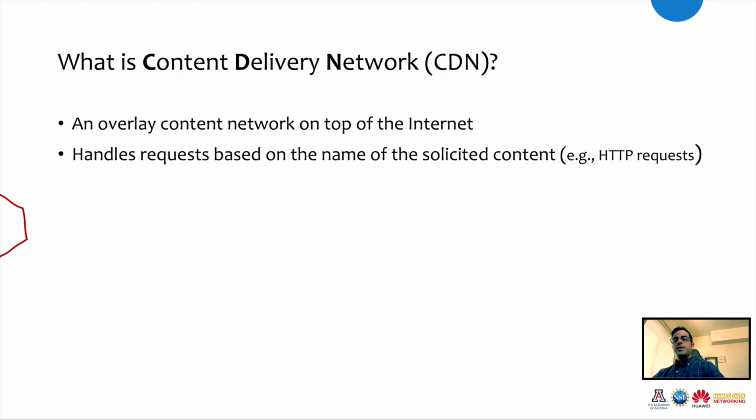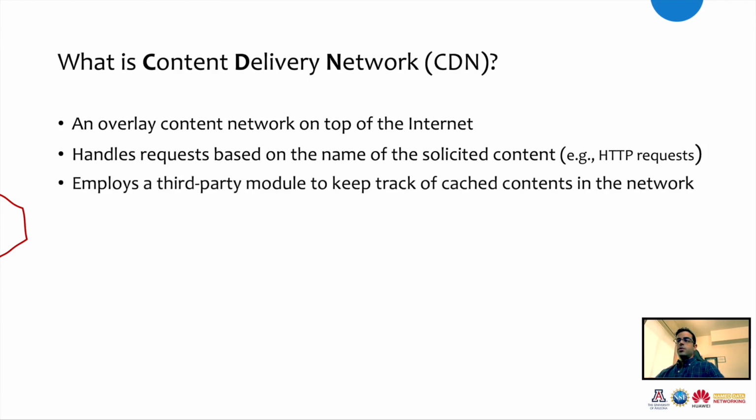To let CDN servers find the cached contents in the network, a common solution that CDNs use is employing a third-party system module that keeps track of the in-network caches. So when a CDN service receives a request, it will ask this module whether the content is available anywhere in the network, and if so, what server has it. The main concern with this solution is the lack of scalability that brings many resources to the system and significantly changes the design of the network.